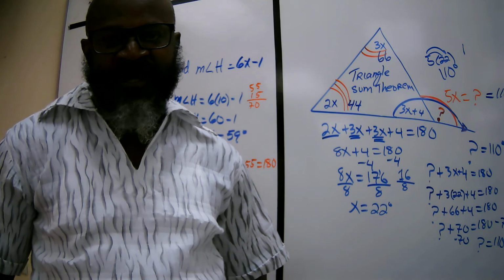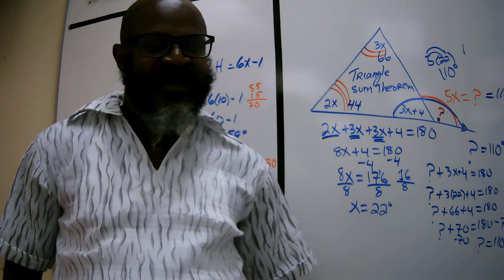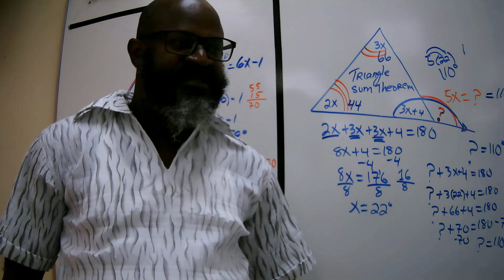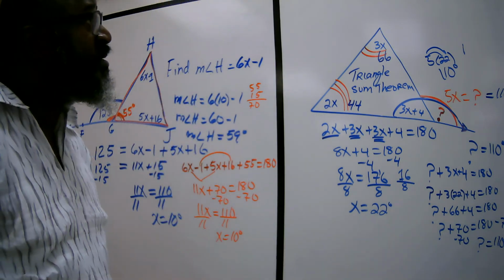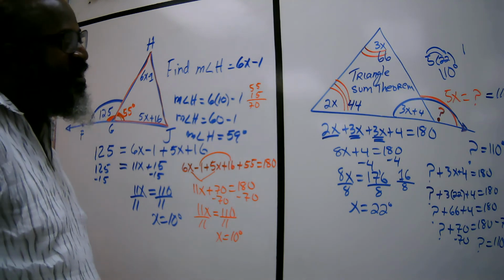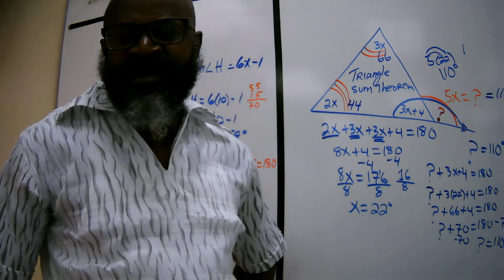And lastly, to find the measure of an exterior angle in a regular polygon, since the sum of the exterior angles is always equal to 360, you take 360 divided by n, and that will give you the measure of each exterior angle. That was Mr.